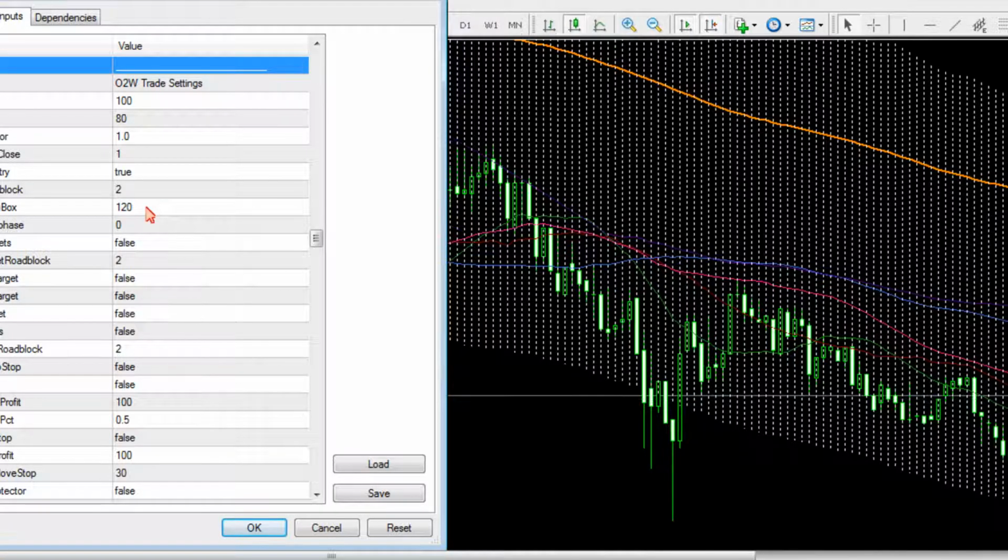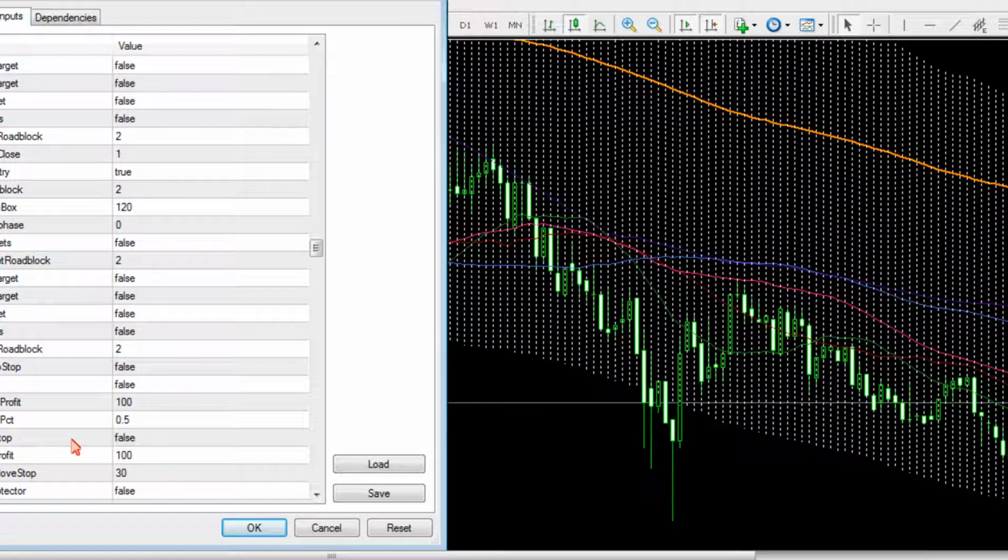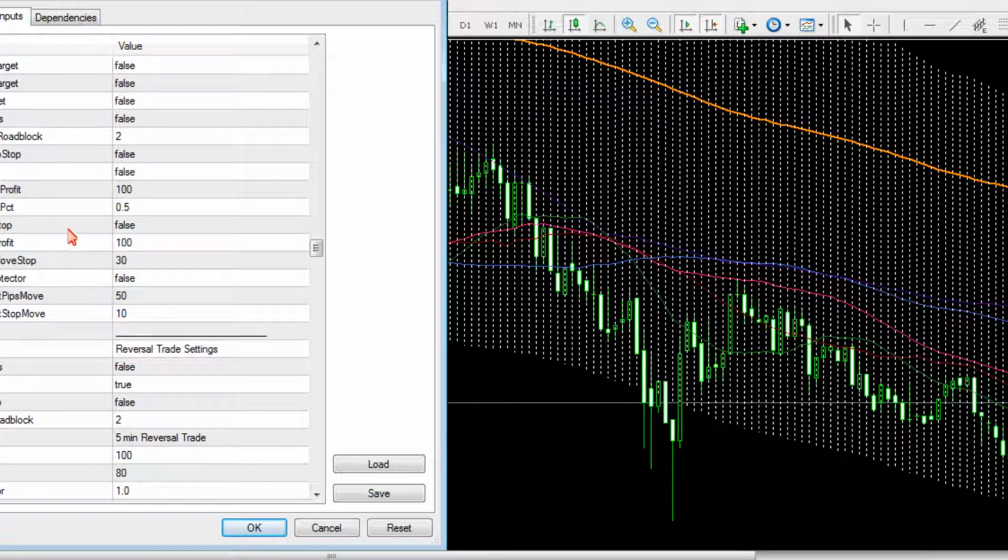So again, dynamic targets is set to false because we're taking a straightforward take profit of 8, and not worried about minimum target roadblocks. So these are all false. Scale out's false. No trailing stops. So we're basically taking 8 pips straight profit, and we do have the trade protector on at 5 and 1.